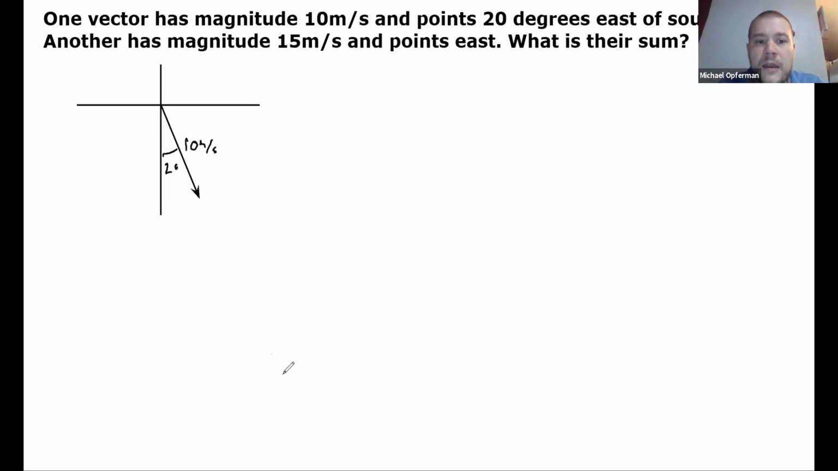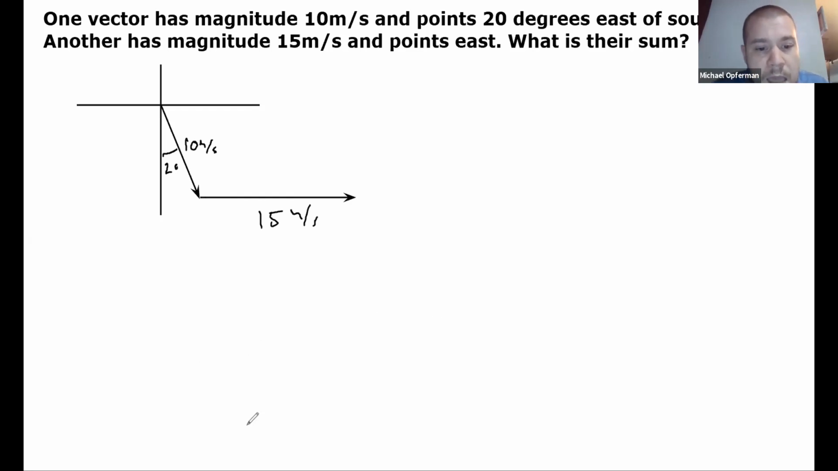Okay, then we'll do the geometrical vector addition while we're at it. Why not? Starting from the end of that vector, let's do vector B, which points east and has magnitude 15. So it should be 50% longer than vector A if I'm trying to draw this accurately. So I'll make it kind of long. And this guy has magnitude 15 meters per second.